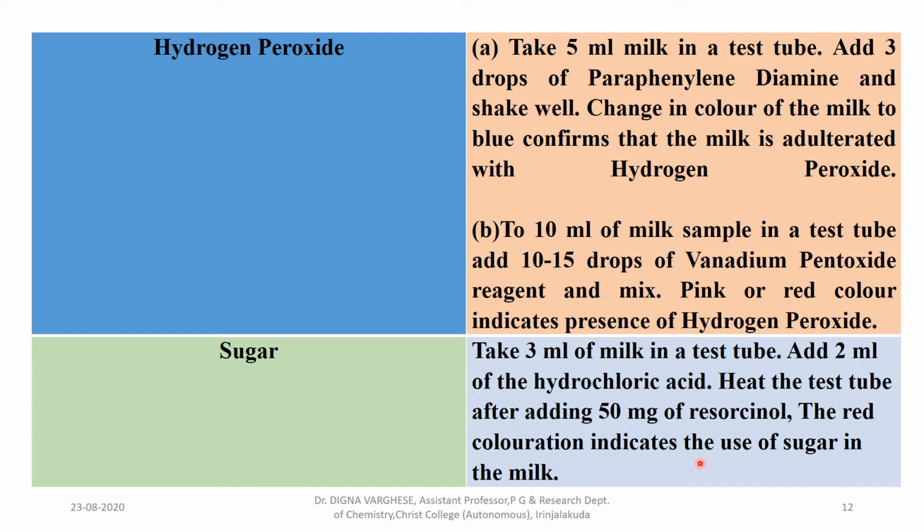If you take the milk sample in a test tube with 2 ml of hydrochloric acid and heat the test tube, and to this solution 50 mg resorcinol is added, then we get a red color in the presence of sugar.